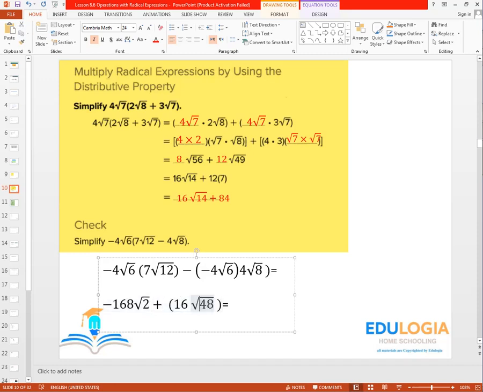So 48 is 16 times 3. Yes, it's 16 times 3. The 16 goes outside as 4, giving 4 root 3, so it's 16 times 4, which is 64. Root 3, root 2, no way, we can't add them. Remove the bracket, keeping them beside each other. Okay, this is the simplest form.